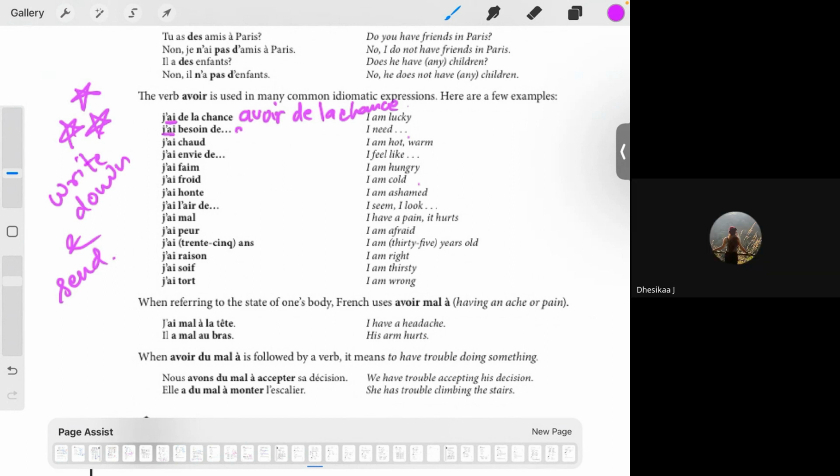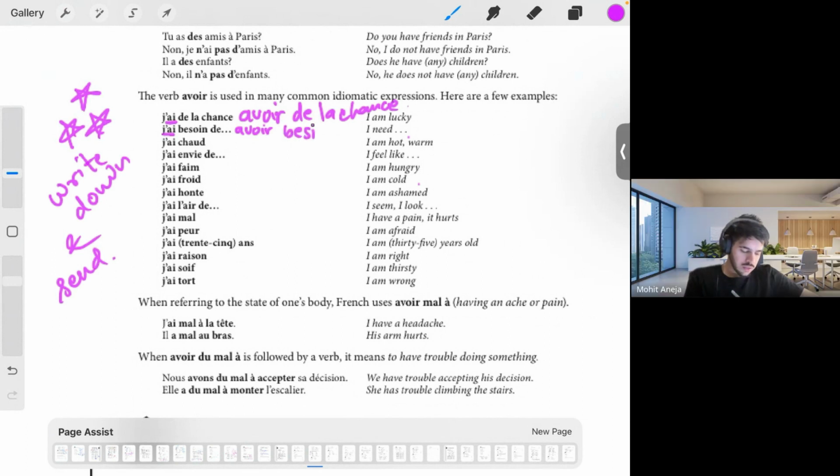So we say avoir besoin de. Okay, avoir besoin de. What does it mean? To need something. You can look at these meanings, but what you have to do is search for this expression on WordReference.